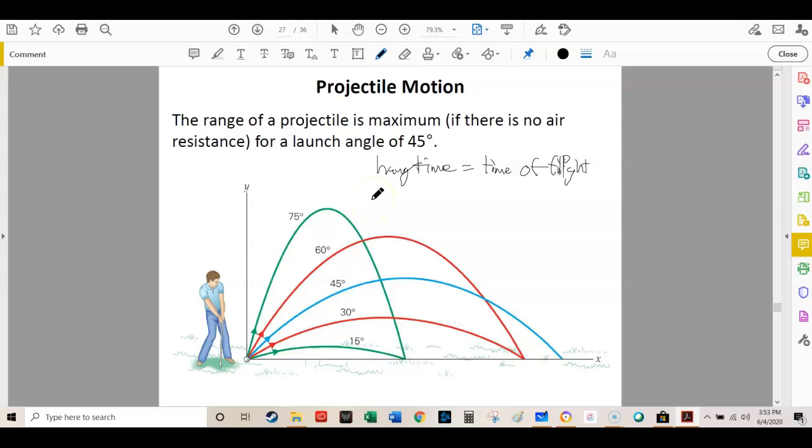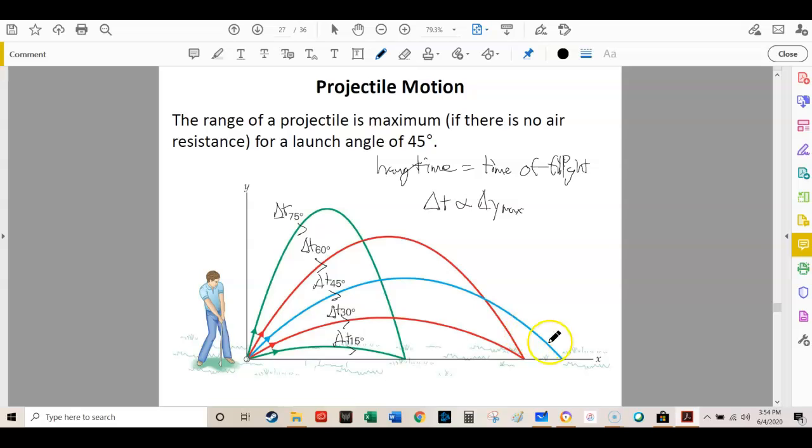But anyways, even though this 75-degree angle one doesn't travel as far in the x direction, that doesn't matter. The fact that delta t is proportional to the maximum height, y max, means this delta t is going to be greater, it's going to be in the air more than any of these other ones. So this delta t will be greater than this delta t, which will be greater than this one, and then greater than this one, and then greater than this one, right?